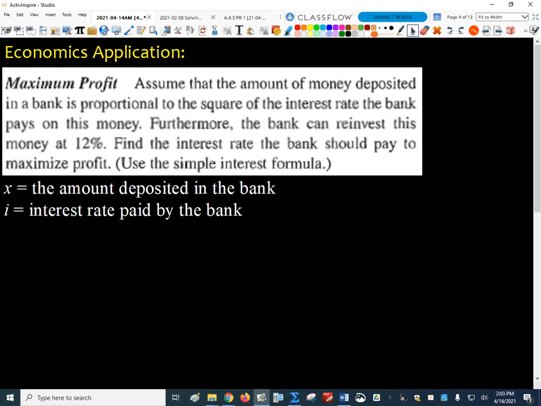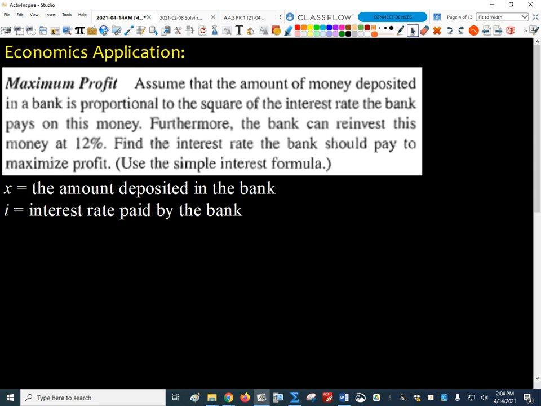So the amount of money that gets deposited is proportional to the square of the interest rate, because people are going to be more inclined, there's more of an incentive for them to invest their money in your bank if you're paying a higher interest rate, right? So we've got to figure out what's the optimum interest rate given these parameters to maximize profit.